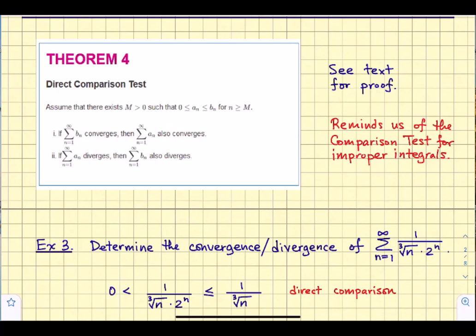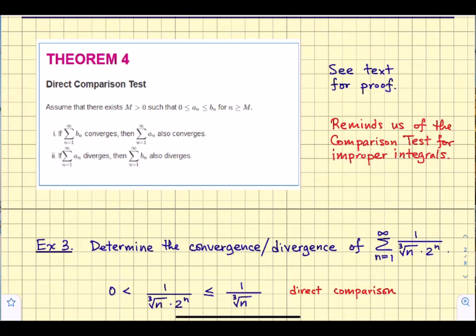And so this says if the sum of the b sub n's converges, then the sum of the a sub n also converges. And if the sum of the a sub n diverges, then the sum of the b sub n diverges also. Again, this is reminiscent of the comparison test with improper integrals.